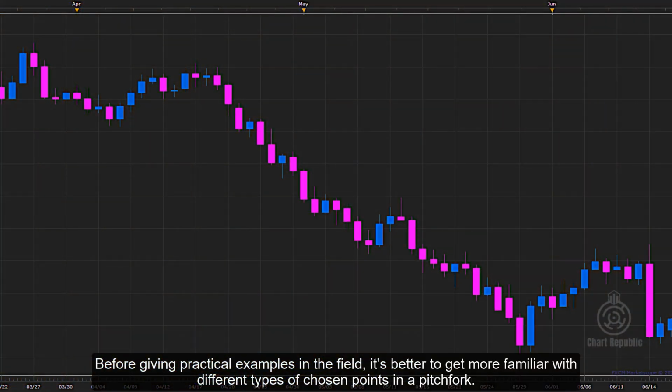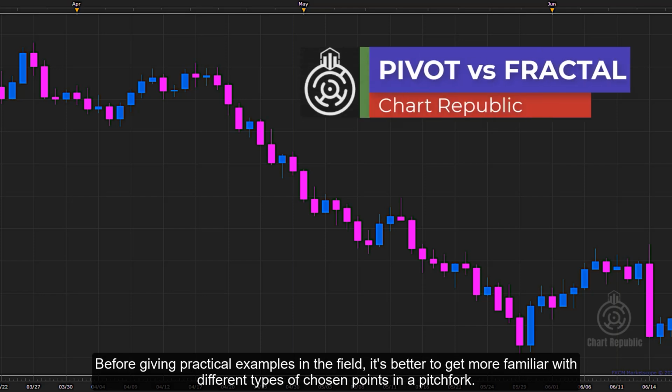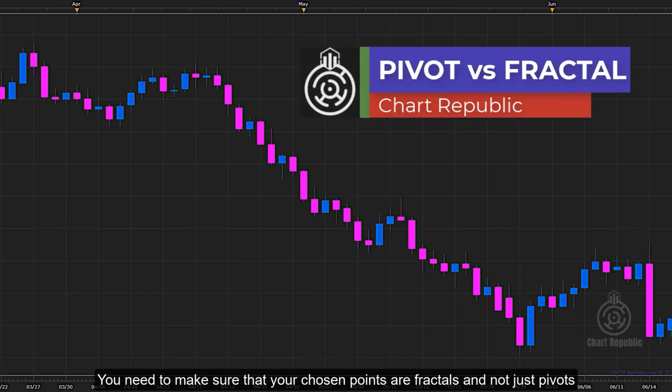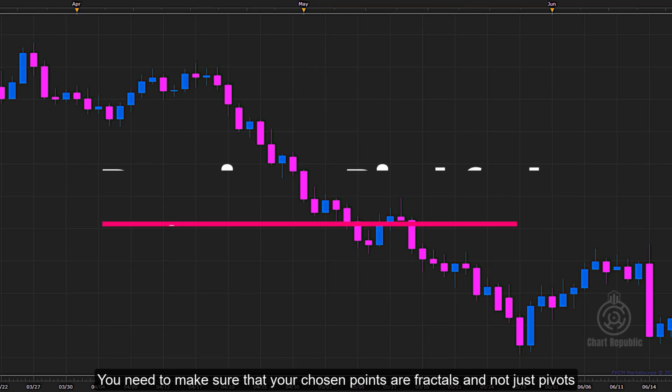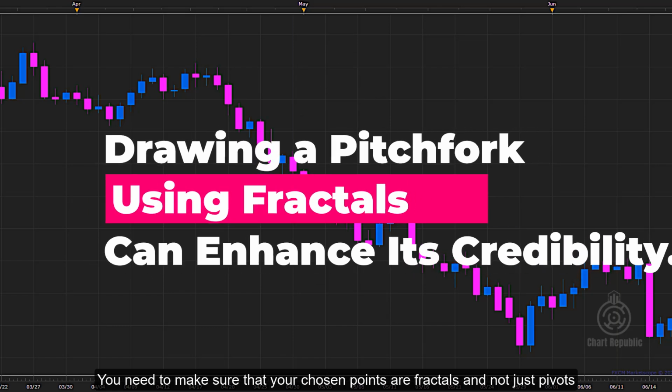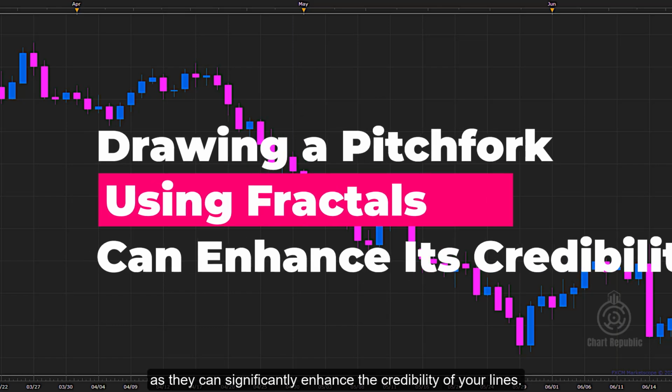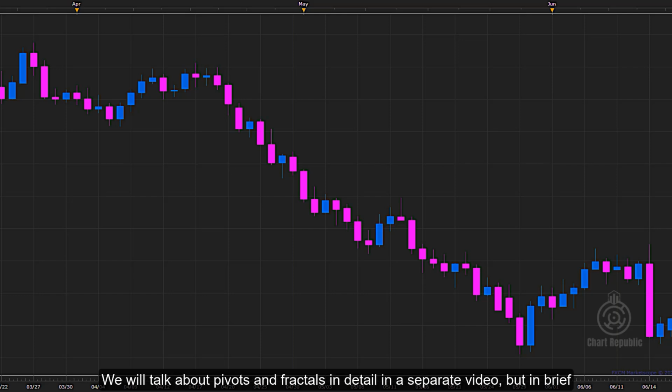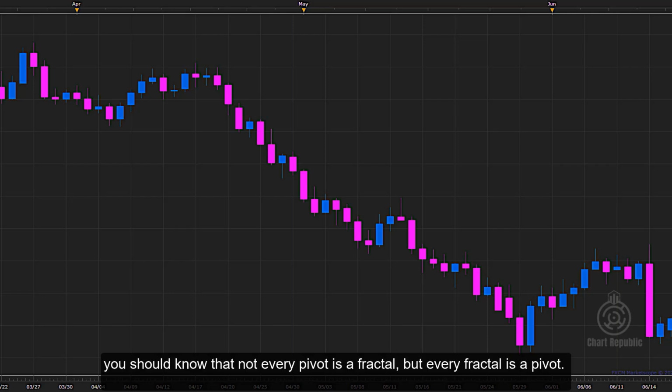Before providing practical examples, it's better to become more familiar with the different types of chosen points in a pitchfork. You need to ensure that your chosen points are fractals, not just pivots, as this can significantly enhance the credibility of your drawn lines. We will discuss pivots and fractals in detail in a separate video.